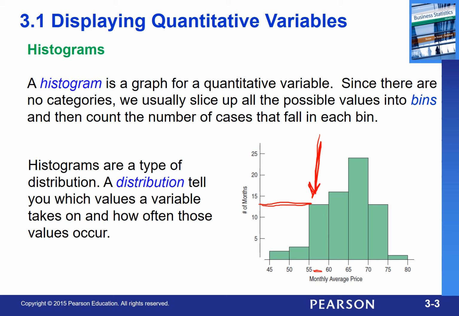And this is a part of what we call a distribution. A distribution does two things. It tells you which values there are for the variable, and how often those values occur. So it's really a twofold thing. Which values, how often? Once you have those two parts, then you have a distribution.